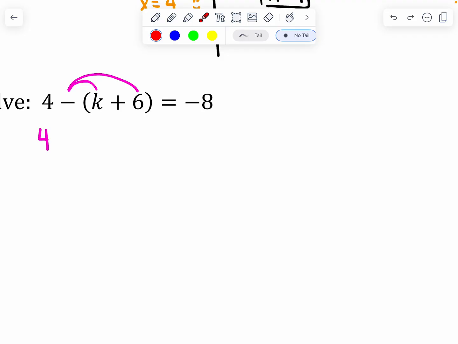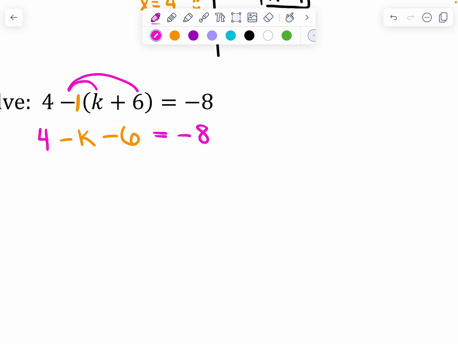And in this case, there's that minus just chilling out. That minus sign is really a -1. So if it helps you to put a -1 in there, you can totally do that. No penalty there. So -1 times k is negative 1k. If you want to write the -1 there, you totally can. Or you can just write negative k. And then we'll do the same thing. -1 times a positive 6 is -6. And then the rest of the problem equals -8.